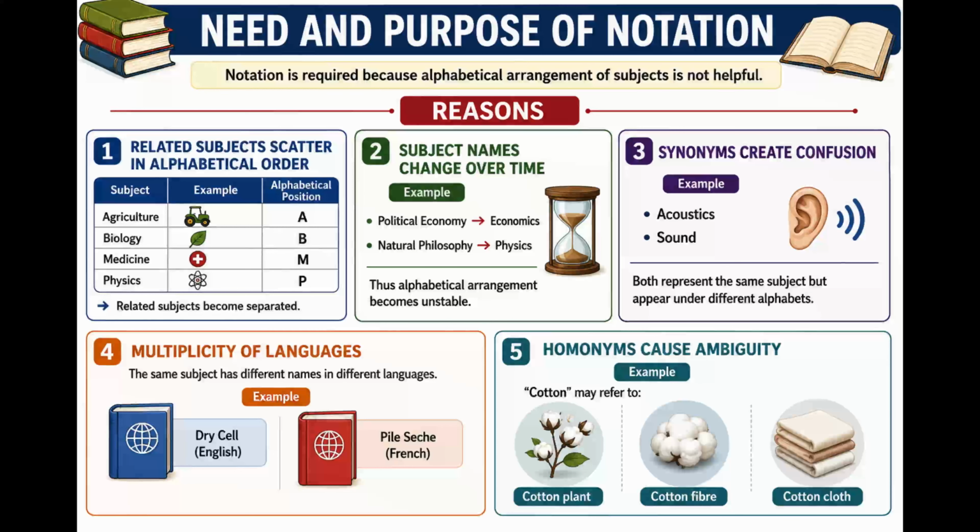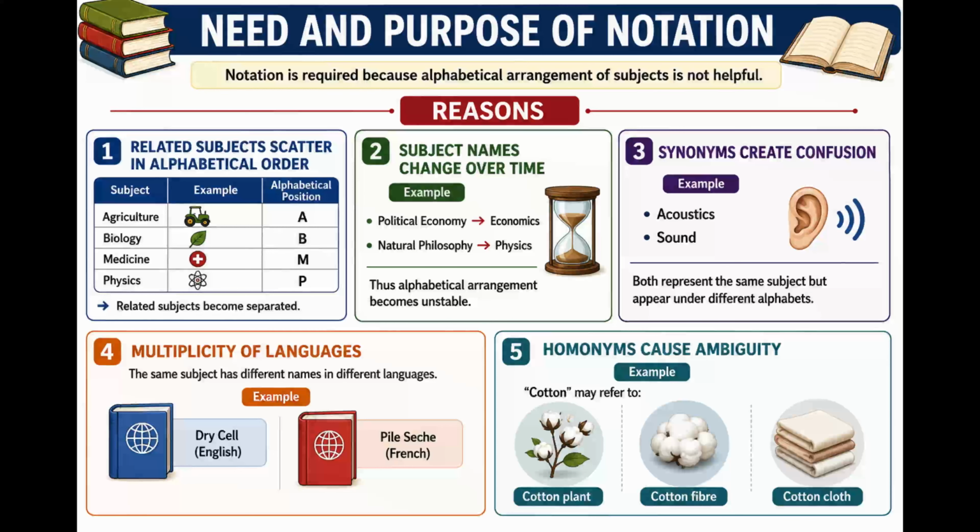The second reason is that subject names change over time. For example, political economy is now called economics. Natural philosophy is now called physics. If libraries depend only on names, arrangement becomes unstable. The third reason is synonyms. Sometimes the same subject has different names. For example, acoustics and sound mean the same thing, but they begin with different alphabets.